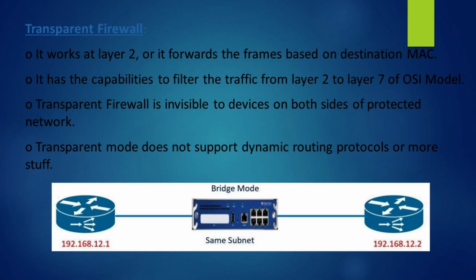Now we will discuss the transparent firewall. It works at layer 2, where it forwards frames based on the destination MAC. It has the capability to filter traffic from layer 2 to layer 7 of the OSI model. A transparent firewall is invisible to devices on both sides of the protected network. Transparent mode does not support dynamic routing protocols and more.